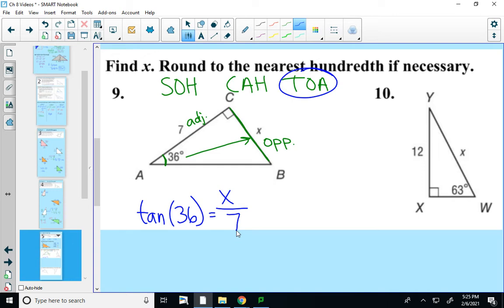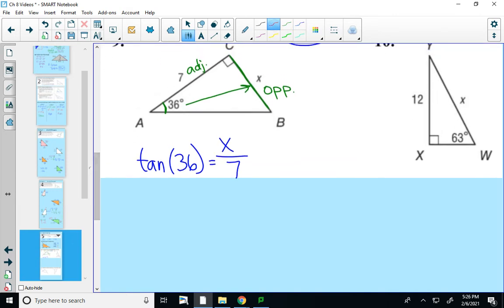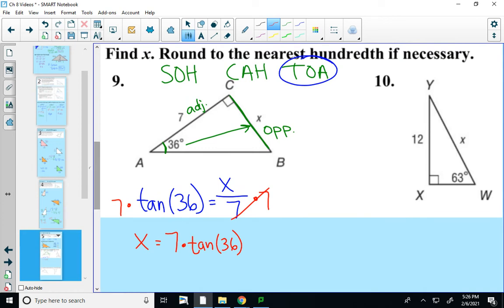I want to solve this for x. So in order to get x all by itself, I would multiply each side by 7. That's going to cancel. So I know x is equal to 7 times the tangent of 36. That is actually my answer. But remember in the problem, it asked us to round to the nearest hundredth. So we're going to type that into a calculator.